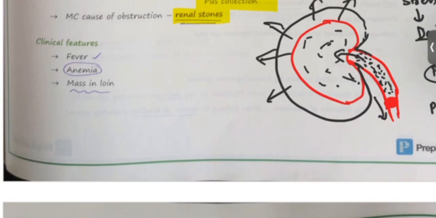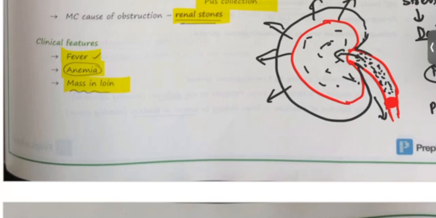First, there will be fever. Once the infection or the pus collection sets in, there will be fever. After that, there will be a mass in the loin because the kidney is enlarged now, and we will be able to feel the kidneys. Because of that, we will think, okay, this is a mass.